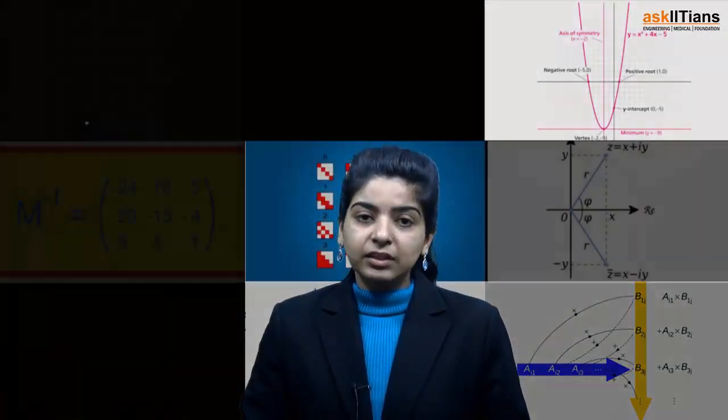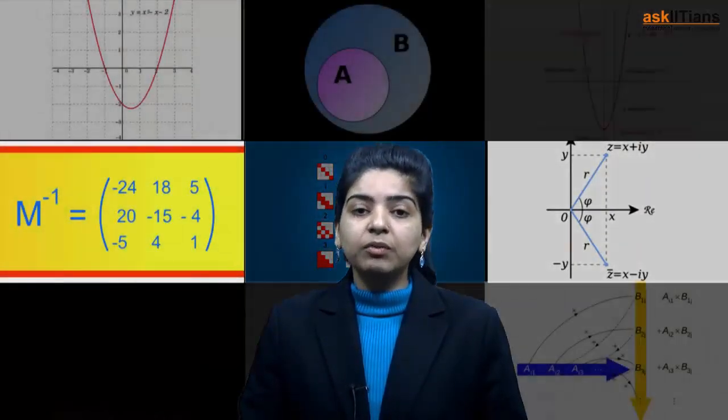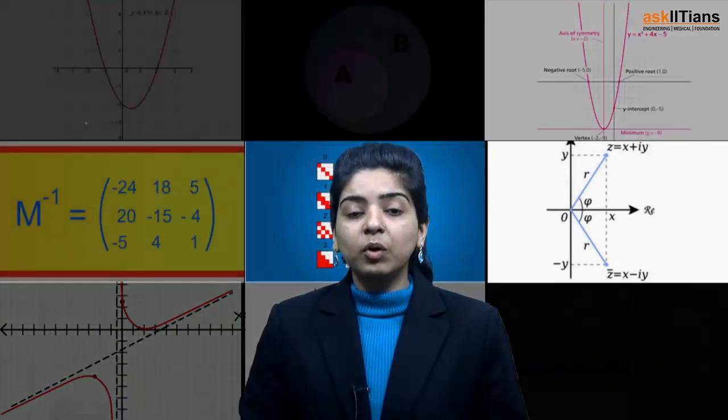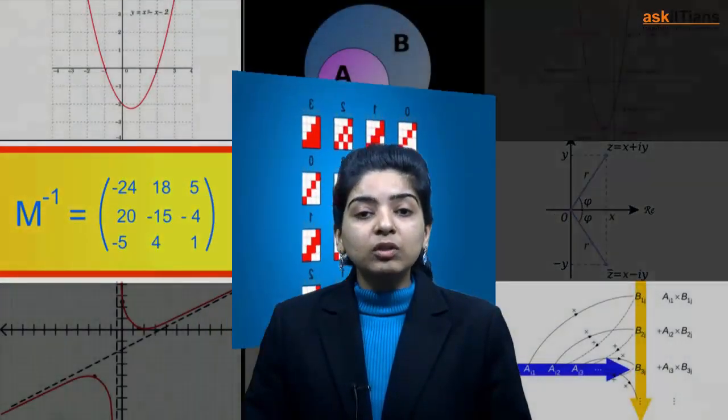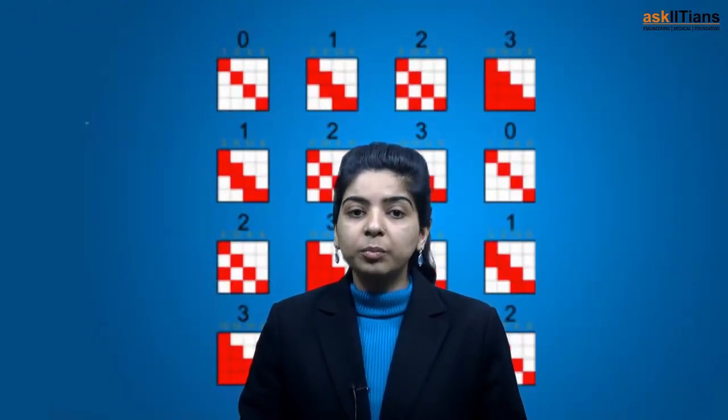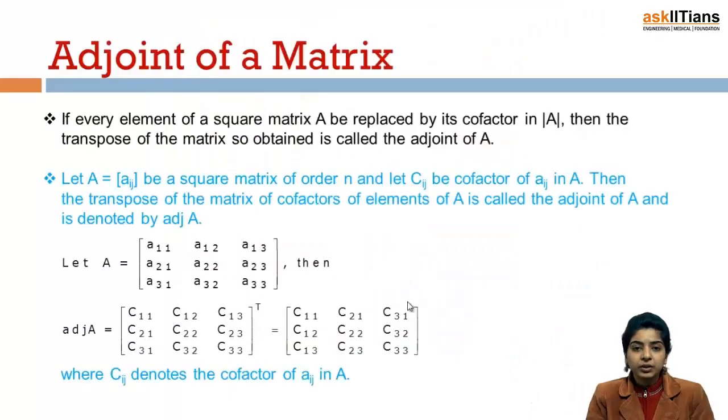Now we'll be discussing the next topic, which is adjoint of a matrix. The concept of adjoint is dependent on the concept of cofactors. We'll also get to know the various properties of adjoint, and we'll also discuss how to evaluate the adjoint of a 2 cross 2 matrix directly. So let's begin. So now the next topic that we have is the adjoint of a matrix.